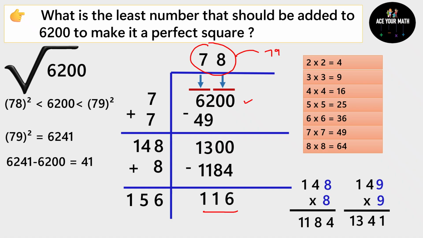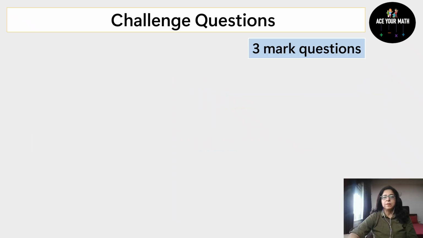So if you add 41 to 6200, it will become 6241, and that is the perfect square of 79. So 79 times 79 will give you 6241. So as per the question, which least number should you add? You should add 41 to make it a perfect square.